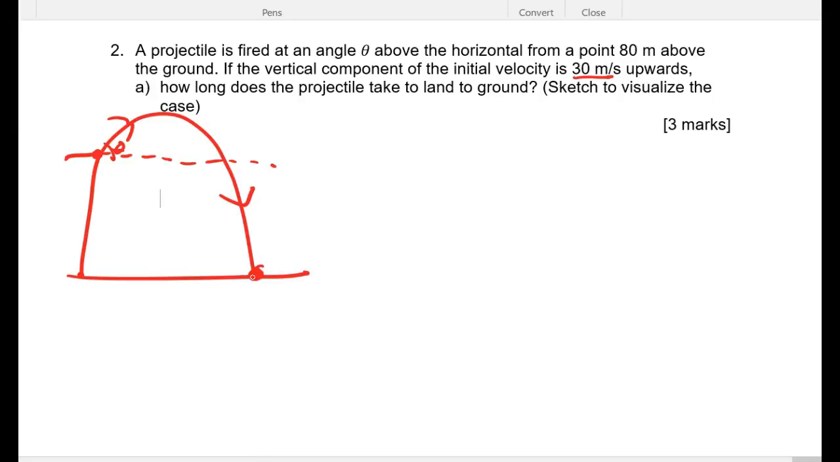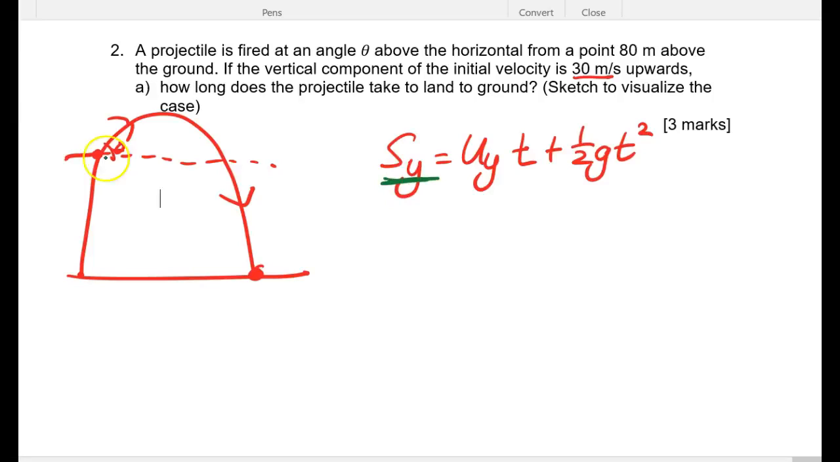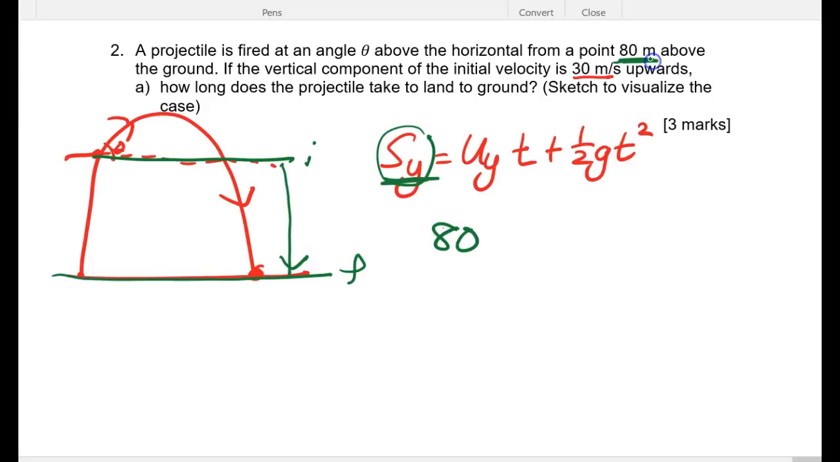So I'll start off with my famous equation. Once again, ask yourself, what is your Sy? If this is where you launch it and this is where you land, you are looking at the difference here. The difference in the vertical height here is 80 meters. Also, very important to know that it lands below, that's why I put a negative in front. So that's my correct Sy.